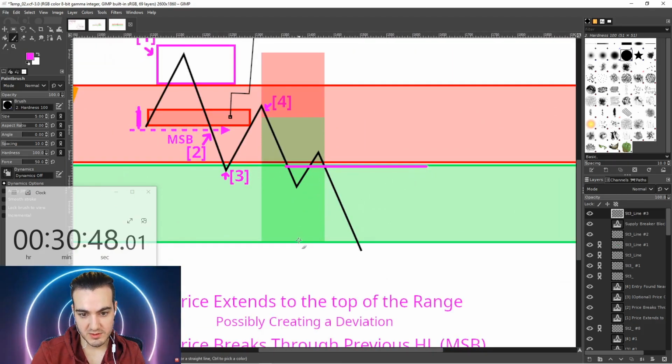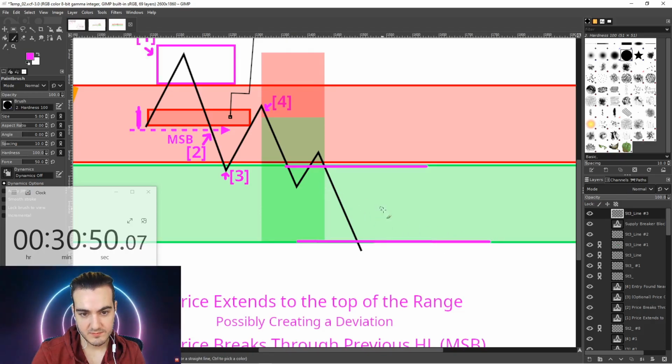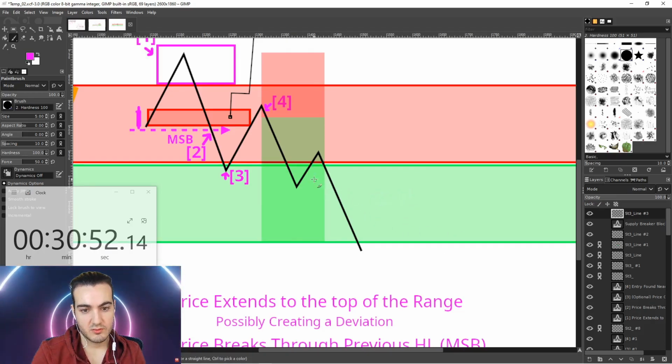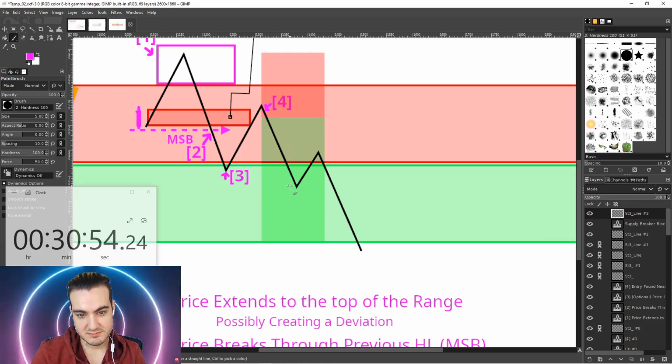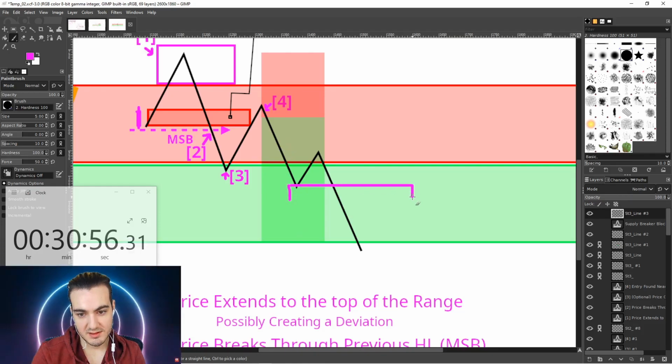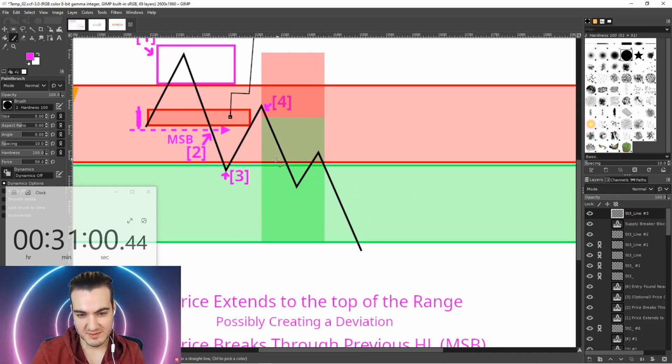This would be the first one. This would be the second one. Of course, that's not a hard rule. If there were a big old imbalance like here, just waiting, then that could be a take profit as well.